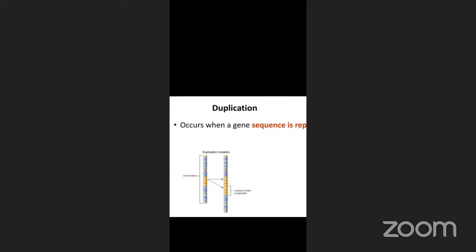So translocation involves the transfer of a short part of a chromosome, a set of genes, to a non-homologous chromosome. It results in a change in the sequence and position of the genes between two non-homologous chromosomes.